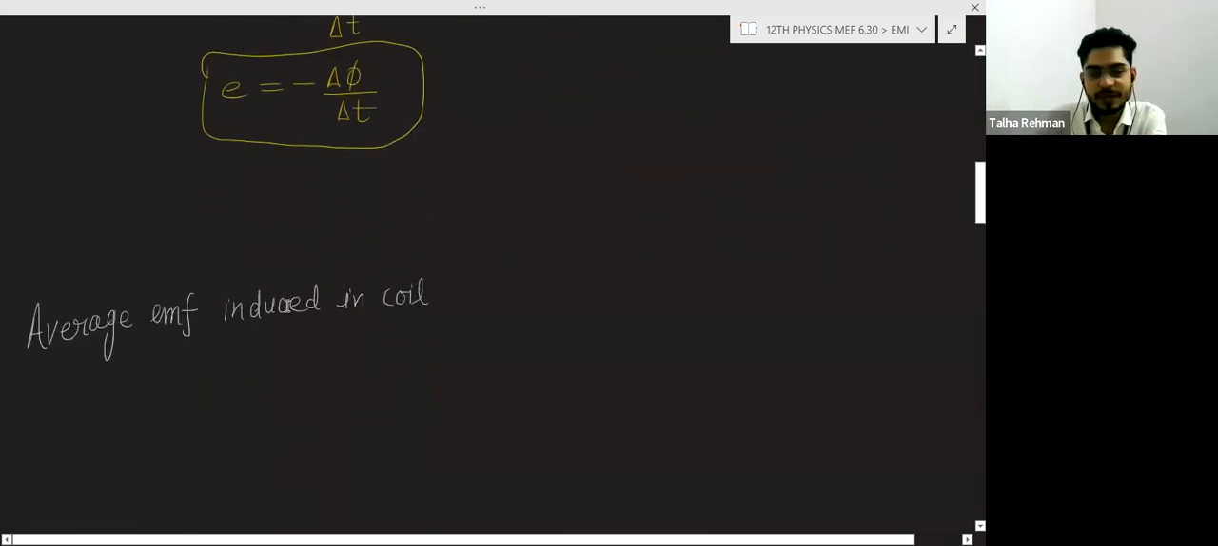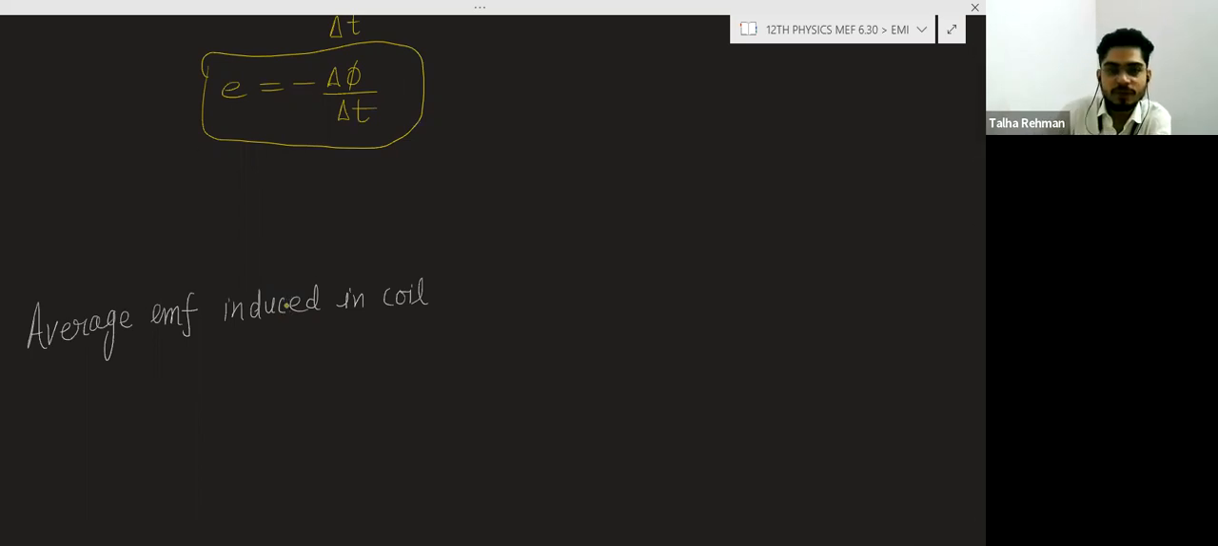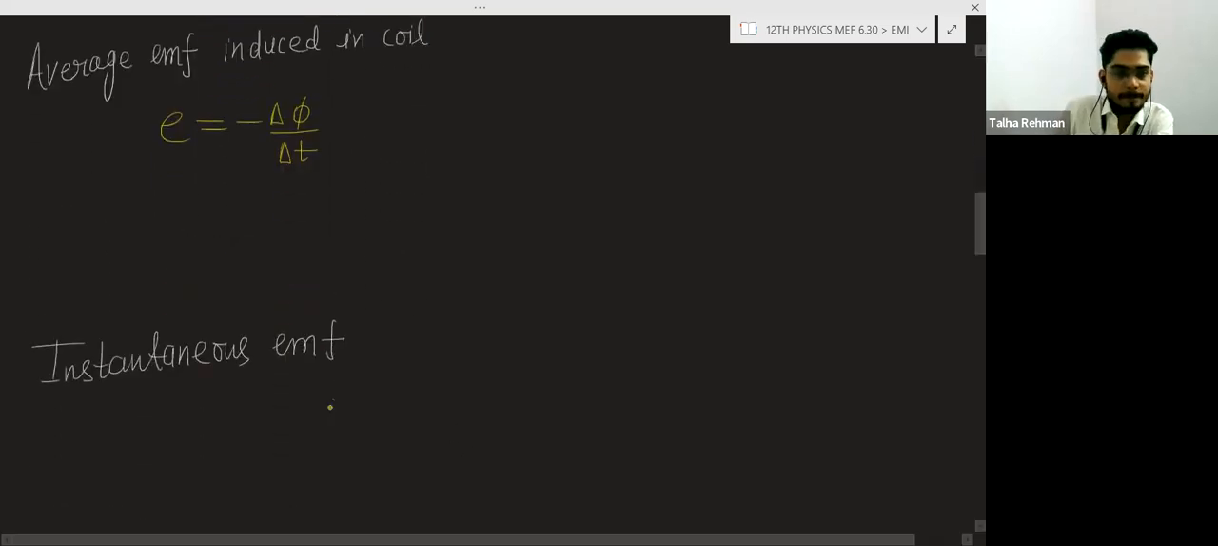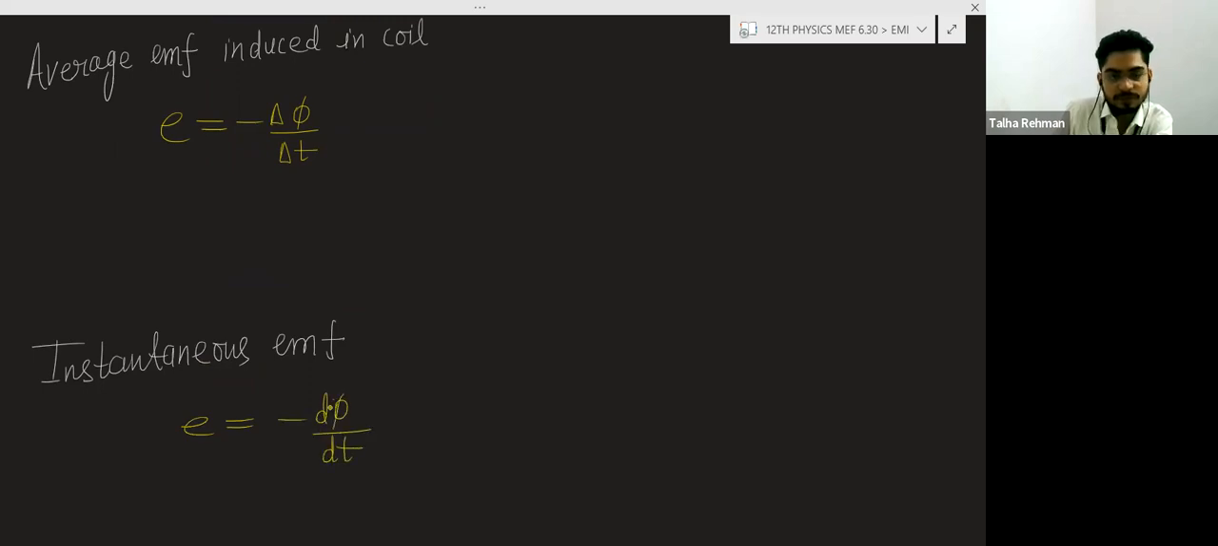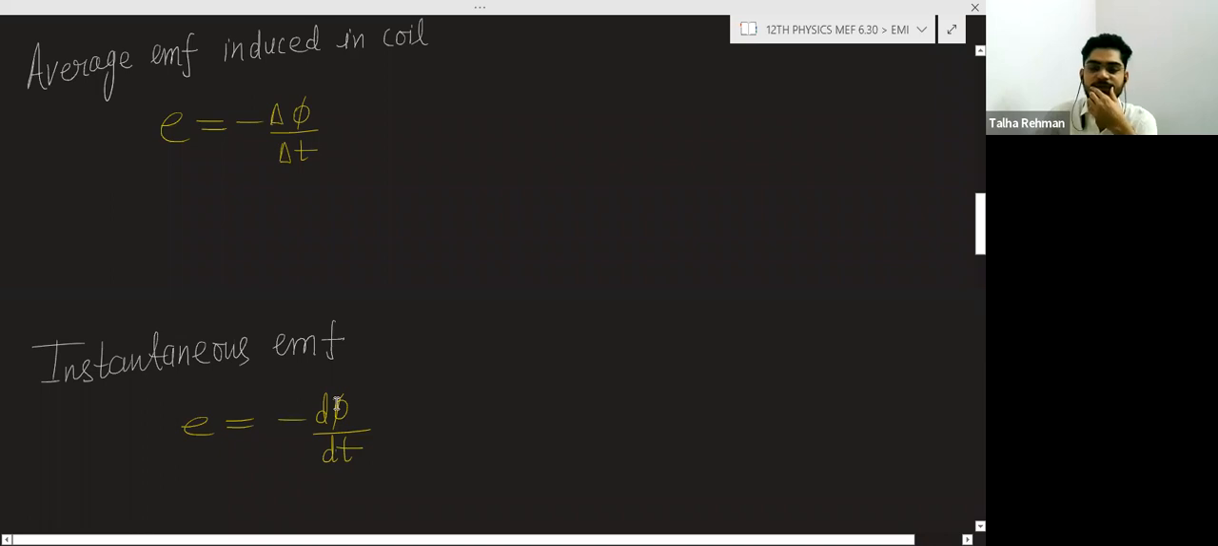So average EMF induced in the coil. We take average for a finite period of time. So this delta t represents the finite time interval. So your average EMF will be minus delta phi by delta t again. Instantaneous EMF induced in the coil will be given by minus of d phi by dt. D phi means a small change in the magnetic flux divided by a small change in time.